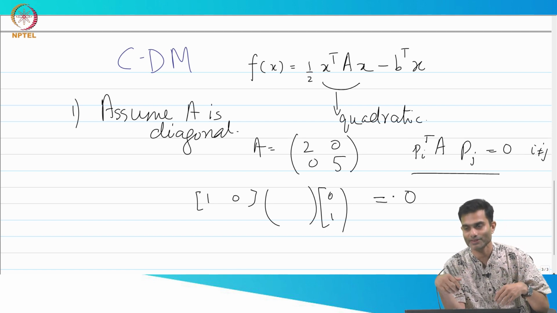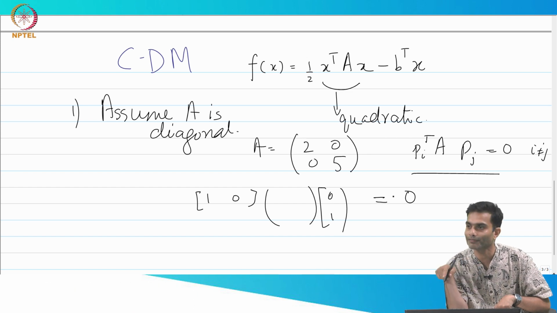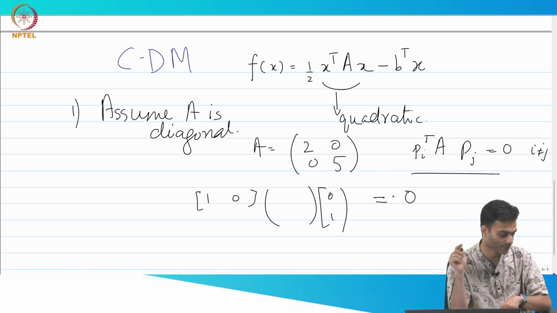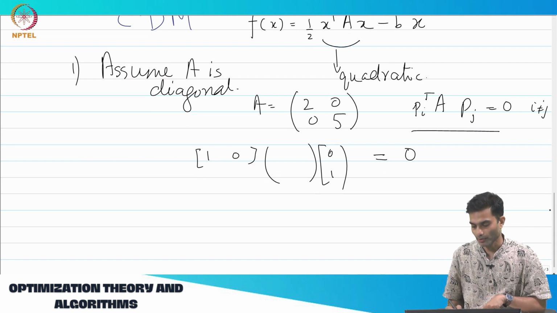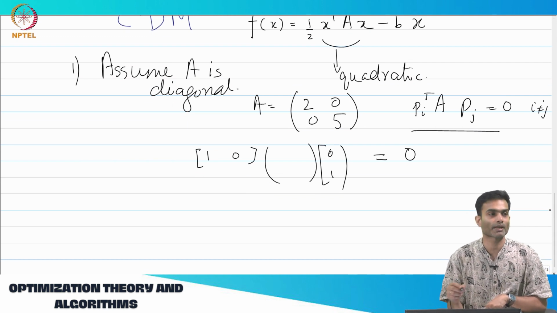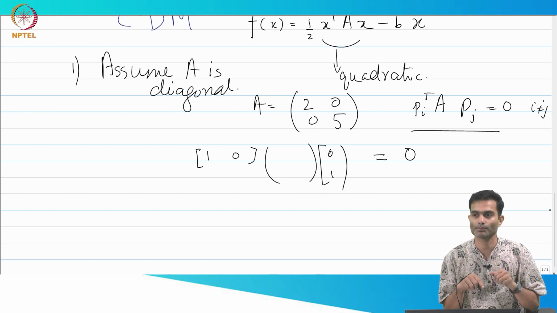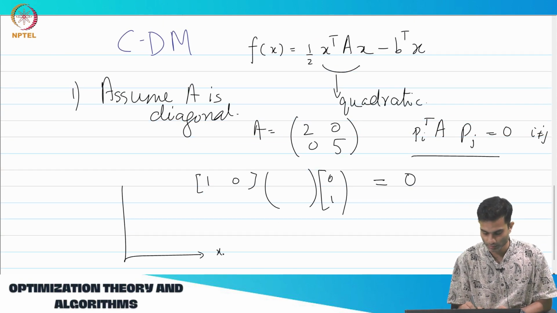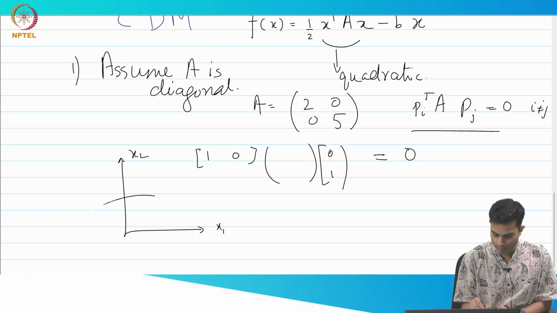Also, the other way of seeing it is, what are the eigenvectors of this matrix? 1 0 and 0 1, because it's a diagonal matrix. Eigenvalues are 2 and 5, right? So automatically I can see that 1 0 and 0 1 are the eigenvectors of this situation. Now in this case, if I plot x transpose Ax, what is the kind of geometric figure that I get? We did this a couple of classes ago. If I plot x transpose Ax in the x1 x2 plane, what do I get? I get an ellipse, right?